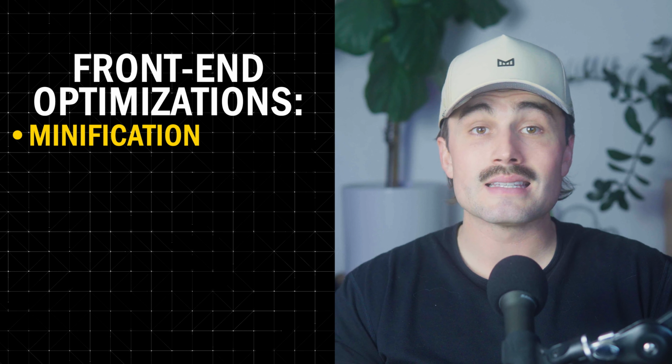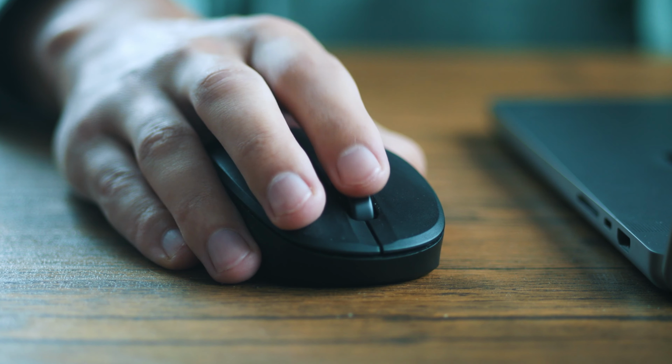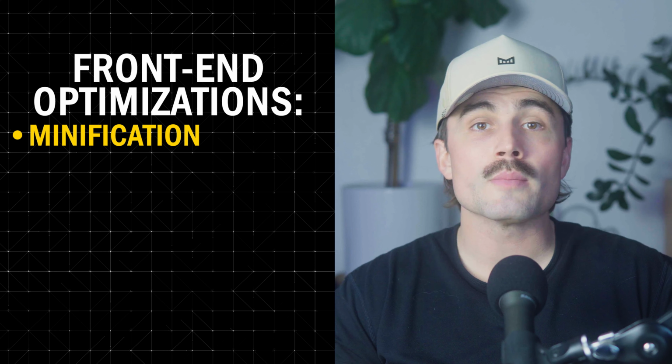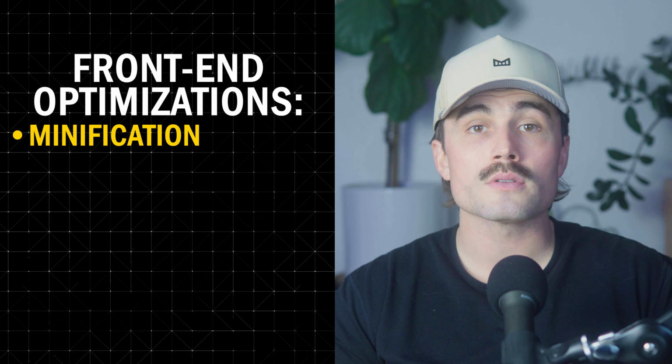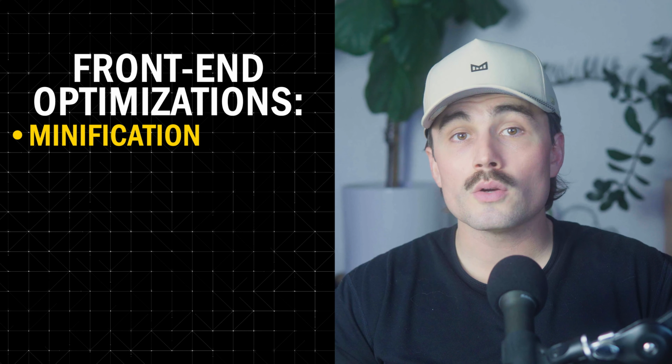Minify HTML, CSS, and JavaScript. Minification removes unnecessary characters like spaces and comments from your files. In SiteGround Optimizer, go to Front-End Optimization. Enable minify HTML output, minify JavaScript files, and minify CSS files. These options reduce the file sizes and shorten load times.